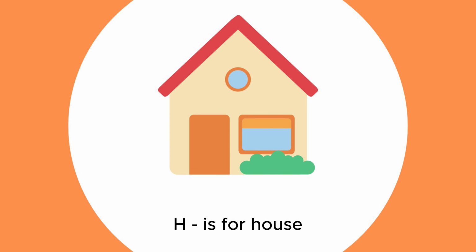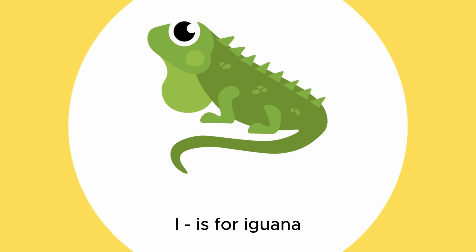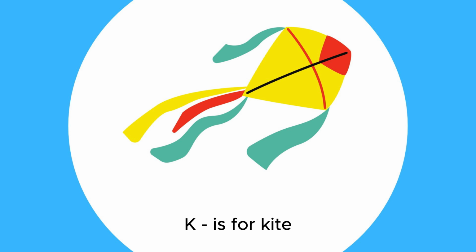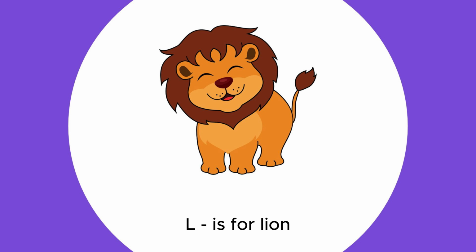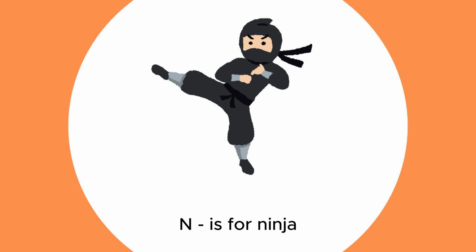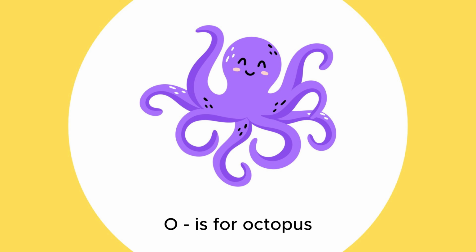H is for house. I is for iguana. J is for jump. K is for kite. L is for lion. M is for milk. N is for ninja. O is for octopus.